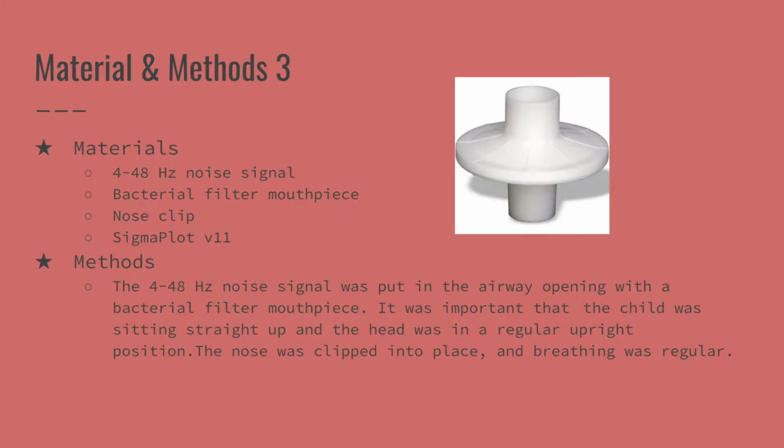The last treatment was a forced oscillation technique measurement. To perform this part, a 4 to 48 Hz noise signal, a bacterial filter mouthpiece, a nose clip, and a Sigma plot version 11 were required. The 4 to 48 Hz noise signal was put in the airway opening with a bacterial filter mouthpiece. It was important that the child was sitting straight up and the head was in a regular upright position. The nose was clipped into place and breathing was regular.